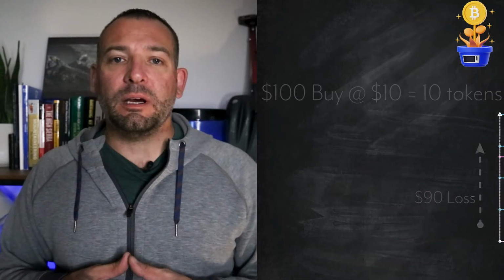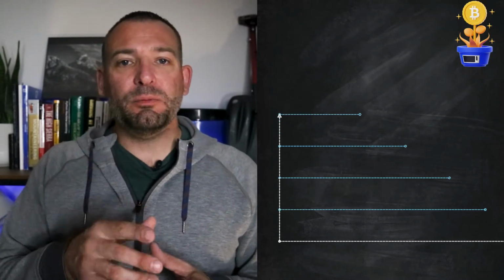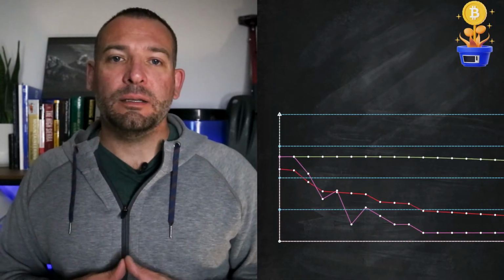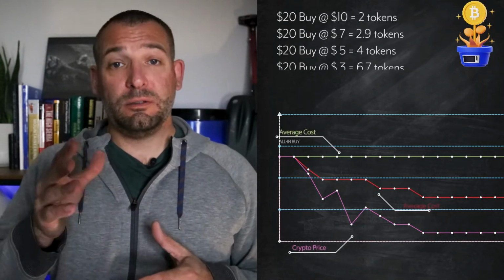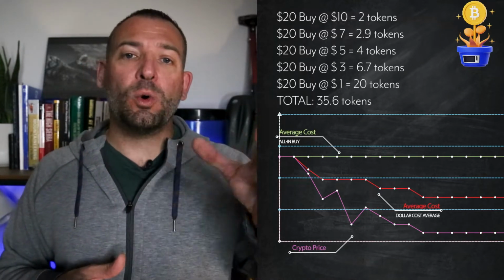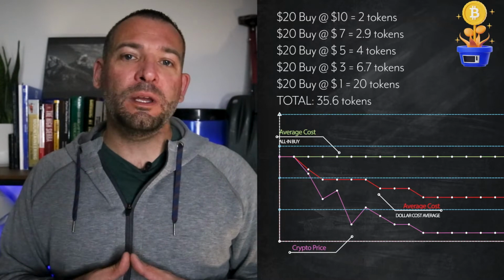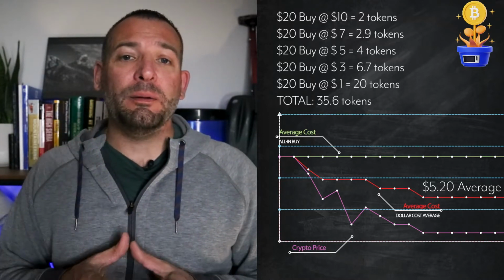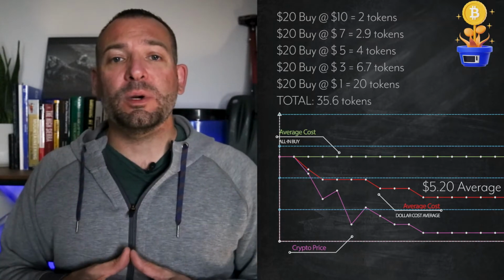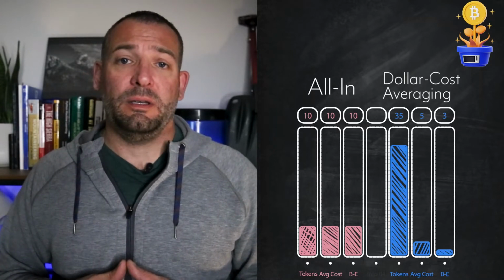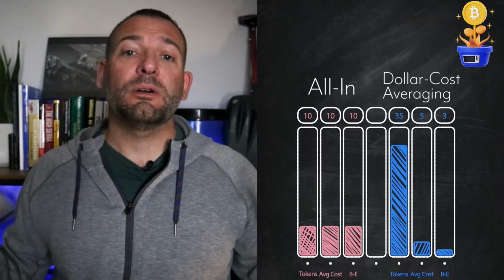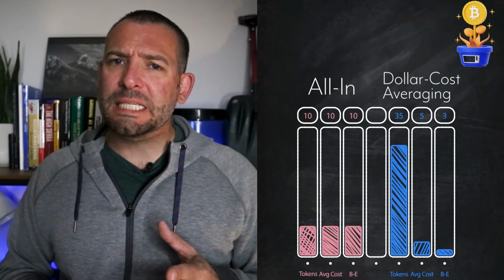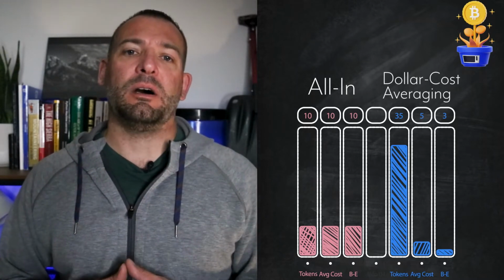Now that you've learned about dollar cost averaging, let's say you buy $20 at 10, $20 at 7, $20 at 5, $20 at 3, and finally $20 at 1. You're buying as price falls. Your average buy point now is $5.20. You have 35 tokens instead of only 10 tokens if you went all in. And your break-even price goes all the way down to $2.80 as opposed to $10.